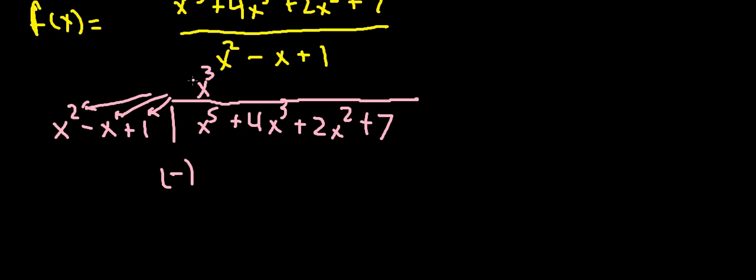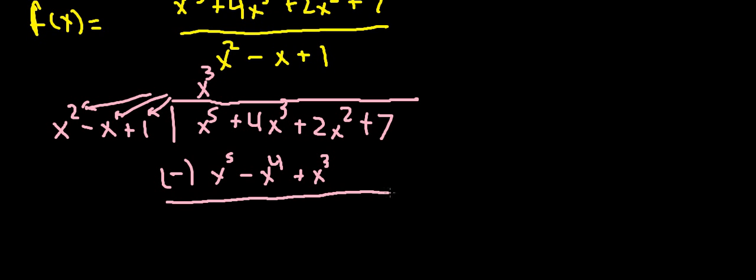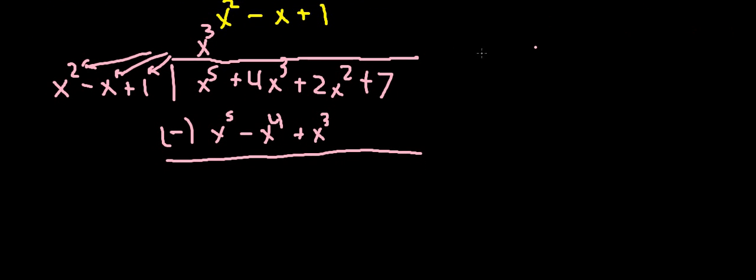So I get x cubed times x squared, that's x to the fifth. X cubed times minus x, that's minus x to the fourth. X cubed times positive 1, that's positive x cubed. And now I just subtract out like a regular division problem. So these x to the fifths are gone. We have no x to the fourth here to subtract out. This is like plus 0 x to the fourth.